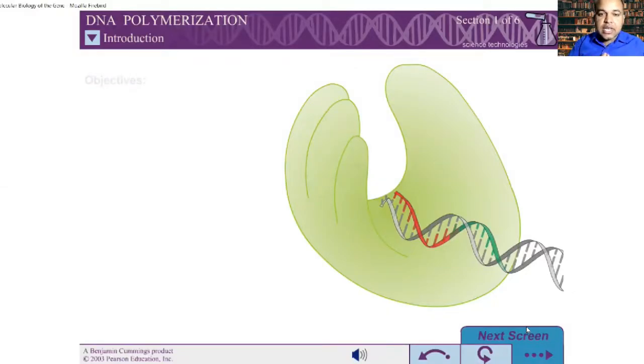For this process, the DNA is the genetic material which is present in our cell, and this process is being catalyzed with the help of an enzyme that is referred to as DNA polymerase. Now, how does this DNA polymerase act? That we will have to visualize.